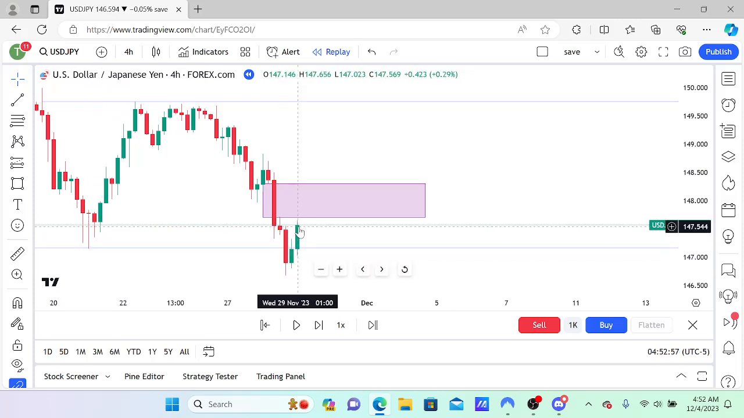Why does it need to move lower now? It took out that liquidity. Now it wants to seek the internal. Now it's bearish market structure. It's bearish market structure, but price still wants to gyrate. It wants to pull back. It wants to move back within the range.